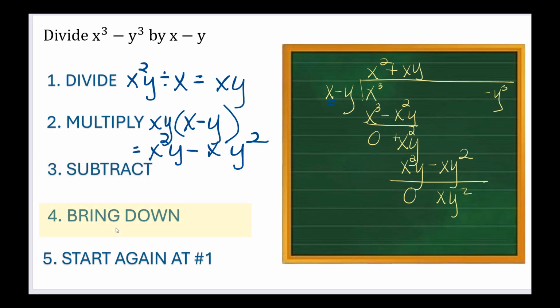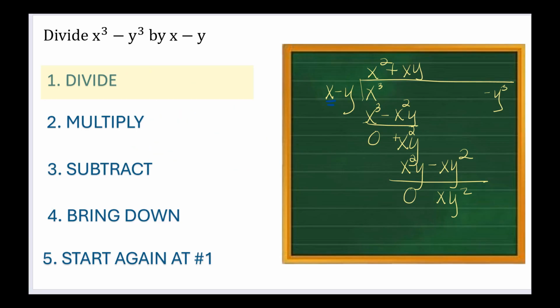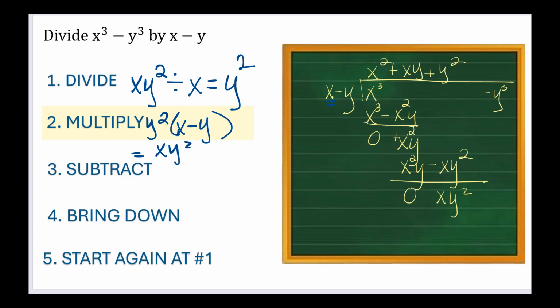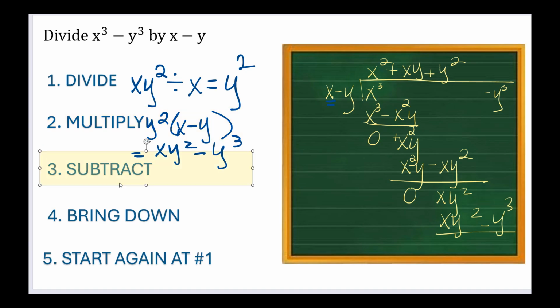And now we could bring down actually now, but it doesn't really matter. We know it's there. So now we're going to divide xy squared by x. And when we do that, we just get y squared. And that is going to go into our quotient. And now we multiply y squared times x minus y. And that's going to give us xy squared minus y cubed. And it's very nice because that's exactly what we have. Xy squared minus y cubed. And when we subtract, again, we get 0.